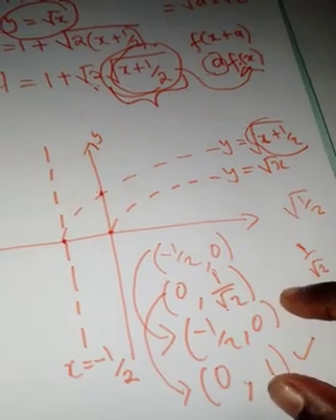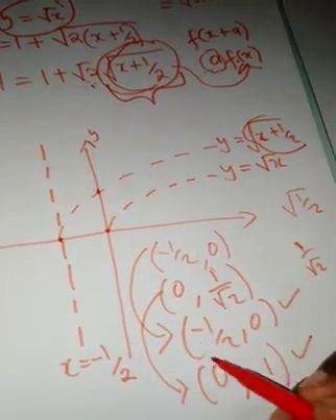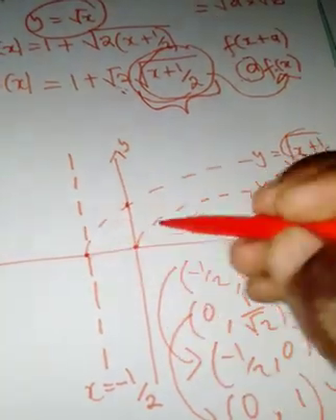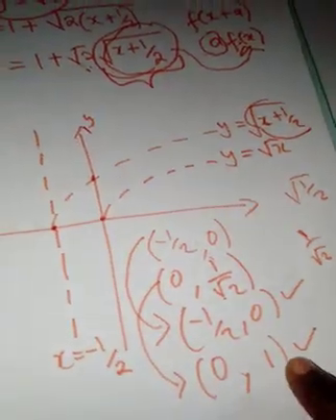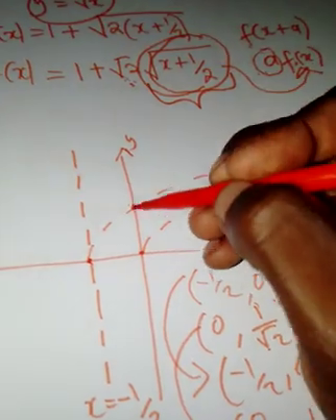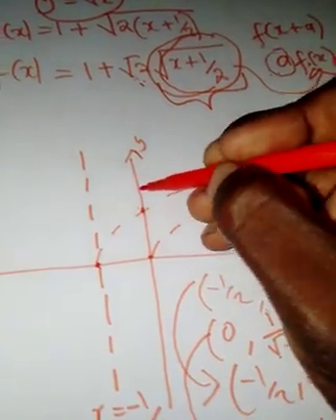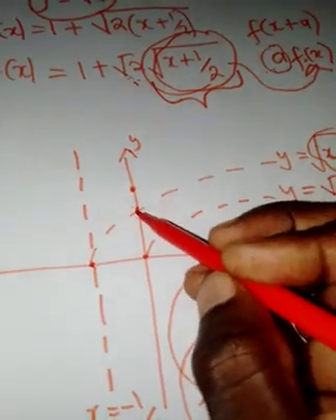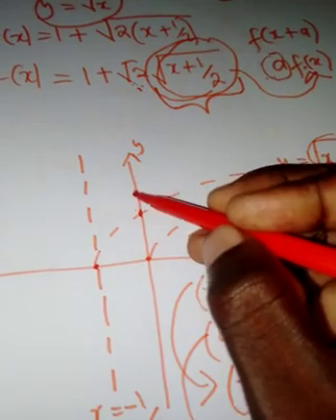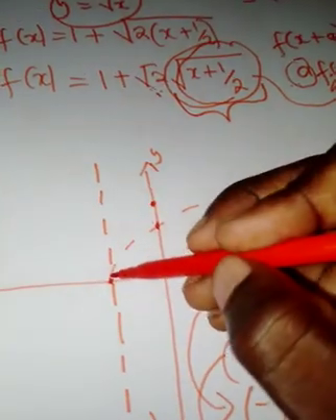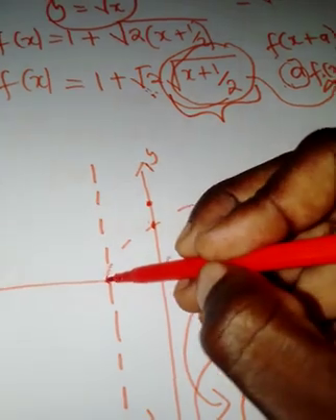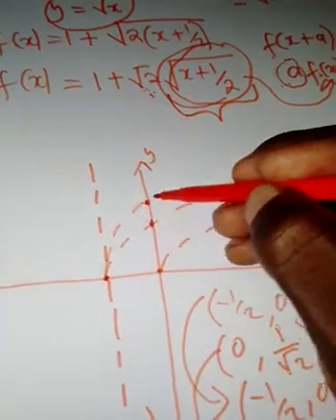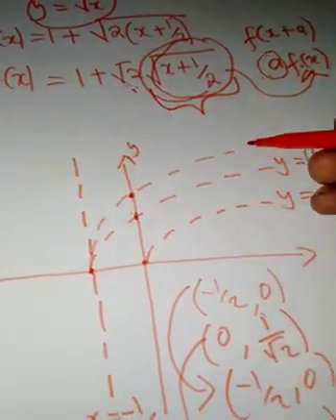So let's try to locate them. Negative 1 over 2 comma 0 is simply there. Then 0 comma 1, it's somewhere on top there, since this is 1 over root 2, so 1 should be on top there. So the new graph now will be like that.